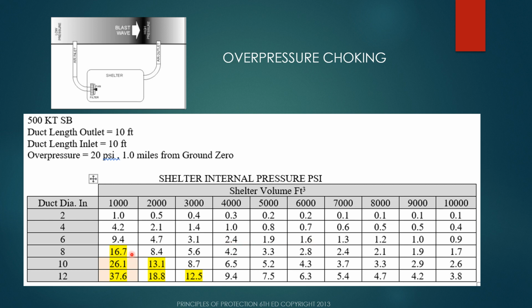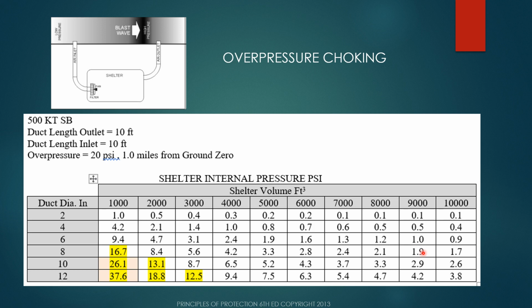Anything above 10 psi is shaded in yellow. So these are not acceptable in yellow here. But all these others, as the shelter gets bigger, the pressure goes down because the relationship of the diameter of the air inlet and outlet to the volume is a different ratio.